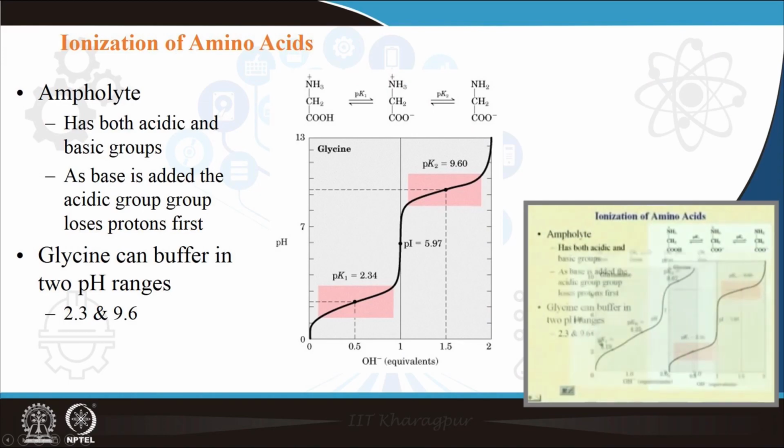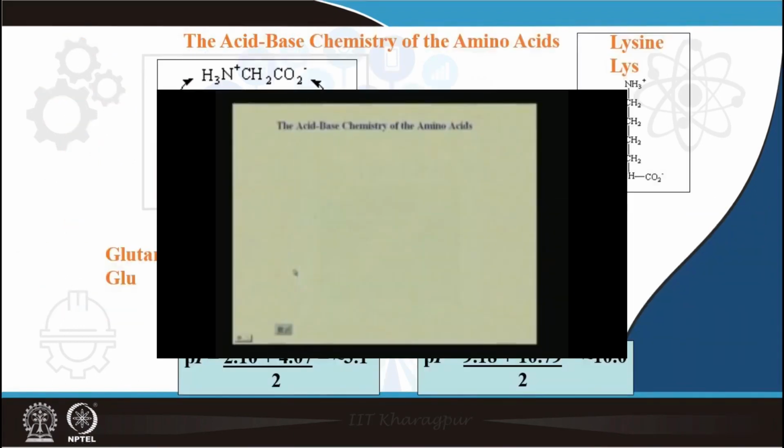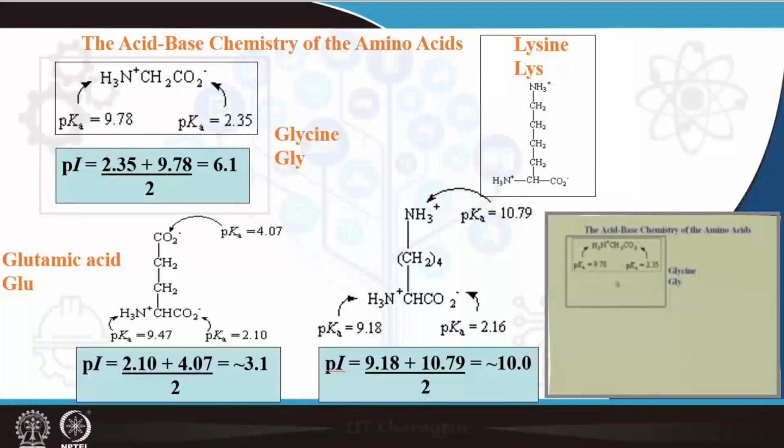Now what do we mean by an isoelectric point? An isoelectric point is the point at which you would have the zwitterionic form of this amino acid and the charge would be 0. Is the charge 0 at this point? It is. So what is my pI value? It is the sum of the pK of the carboxylic group and the pK of the amine group, divided by 2.